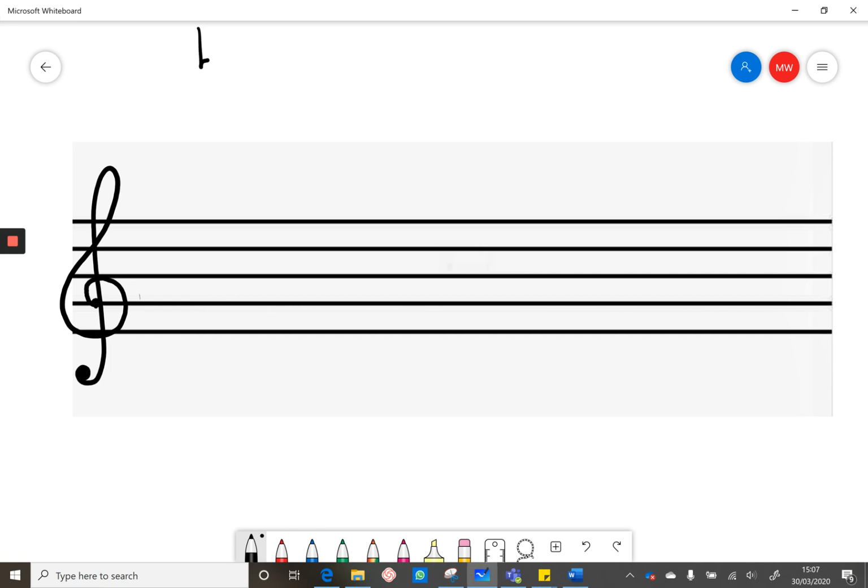Right, today we're going to be learning about a new type of note, which is called ledger line notes. Okay, but before we do that, we're just going to recap what we already know.